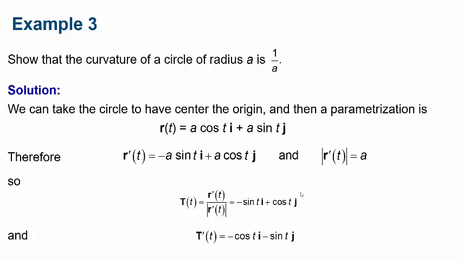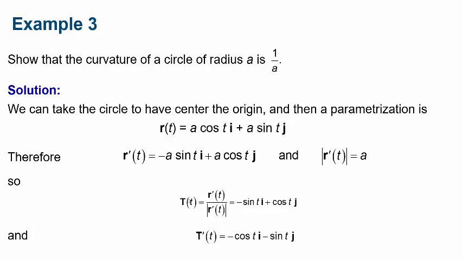Therefore, we see that r prime of t is equal to minus a sin t i plus a cos t j. If you take the magnitude of this, you get the square root of this squared plus this squared. So you get sine squared of t plus cosine squared of t, which is equal to 1, and when you factor out a squared and take the square root, you just get a.